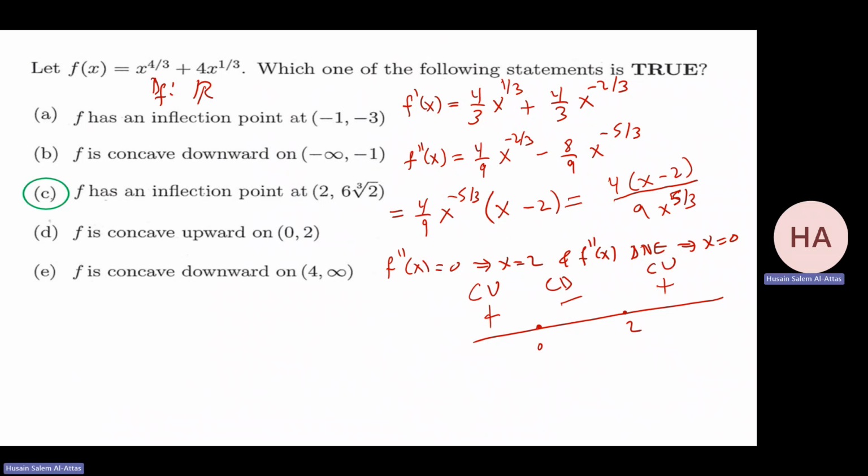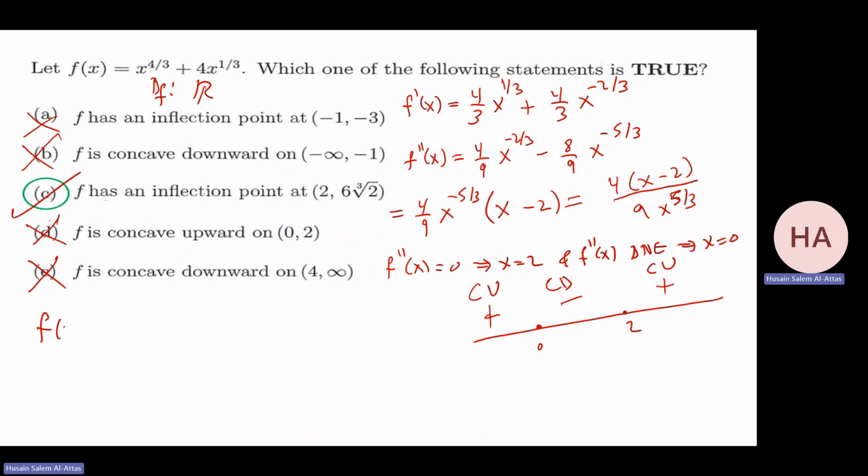So concave up, concave down, concave up. Okay. f has an inflection point at minus 1. No. f is concave down from minus infinity to minus 1. No. I'll come back to this. f is concave up from 0 to 2. No, it's concave down. This is wrong. It's concave down from 4 to infinity. No, it's concave up. So this is the only solution.